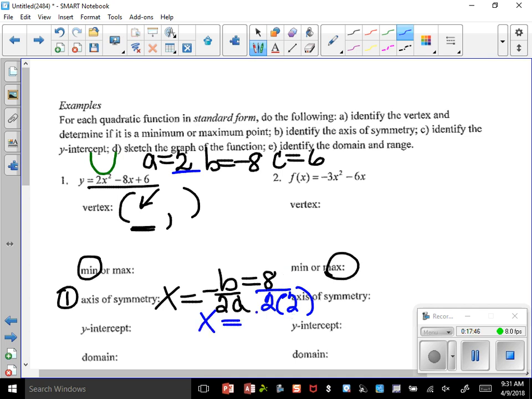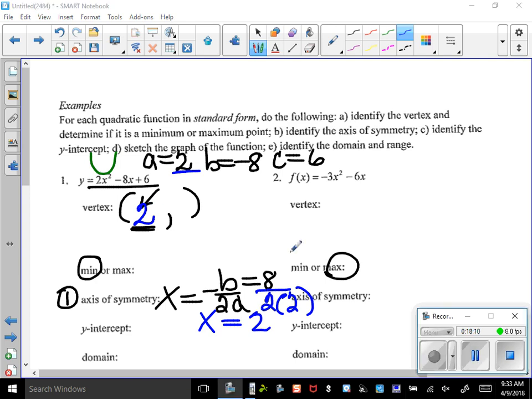Okay. And that's the same 2 that's going to go here. That's also your x coordinate to your vertex, because remember, this axis of symmetry is cutting the vertex right in half. So it has to be the same number. Okay. So when you have this number, you have the x coordinate to the vertex. Everybody okay with that?